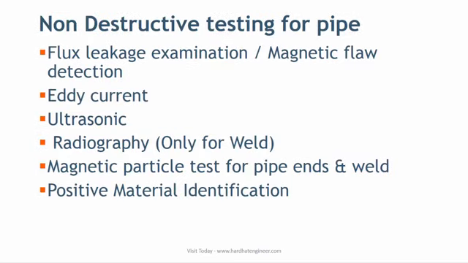Non-destructive testing is carried out on the piping component to ensure the soundness of the body and weld. NDT will check whether any physical subsurface defects such as crack, porosity, or lack of fusion are present. These defects may affect the performance of the component during the service. Most common methods of NDT used are flux leakage examination or magnetic flux detection, eddy current, ultrasonic testing, radiography, magnetic particle test of the pipe end and weld seam, and positive material identification.